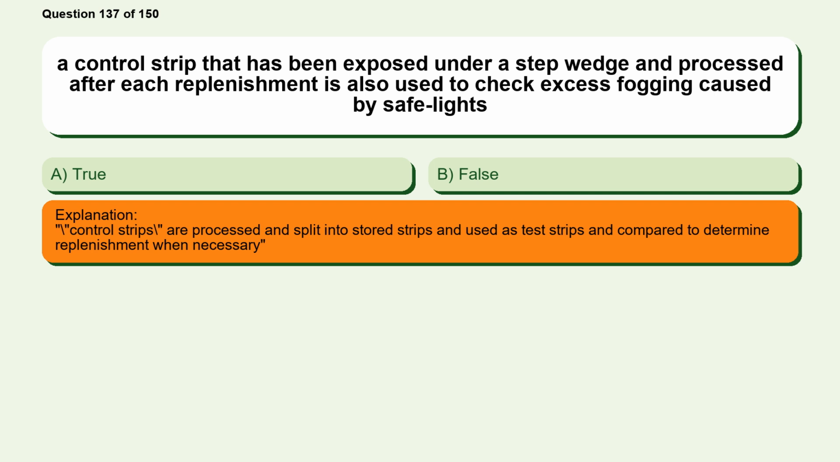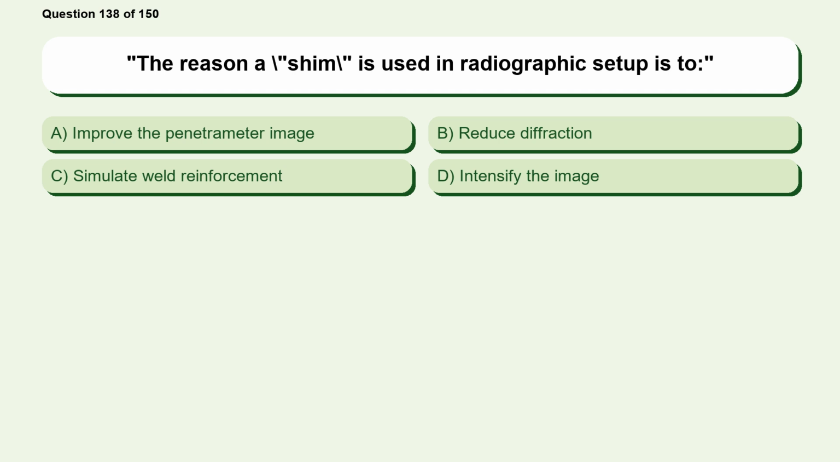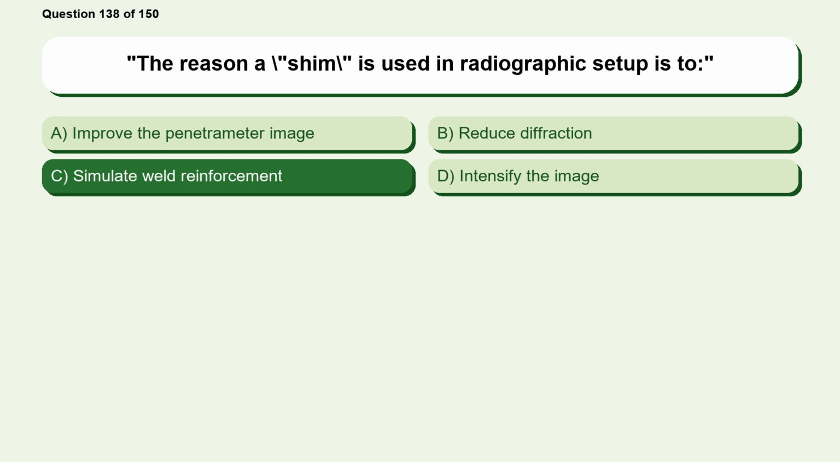Question 138. The reason a shim is used in radiographic setup is to: Option A. Improve the penetrameter image. Option B, reduce diffraction. Option C, simulate weld reinforcement. Option D, intensify the image. The correct answer is option C, simulate weld reinforcement.